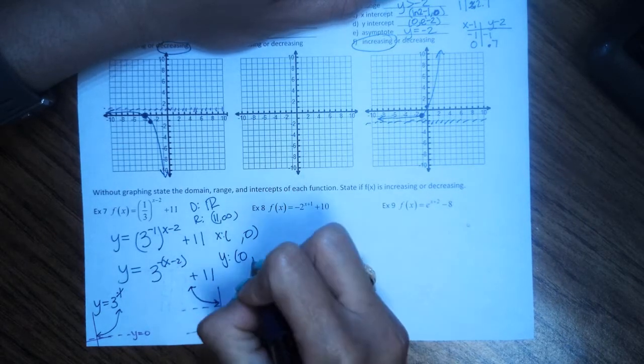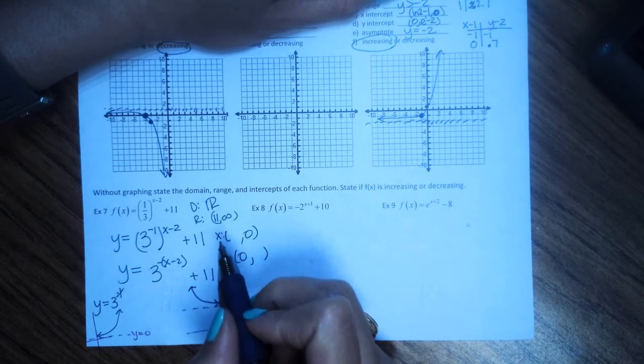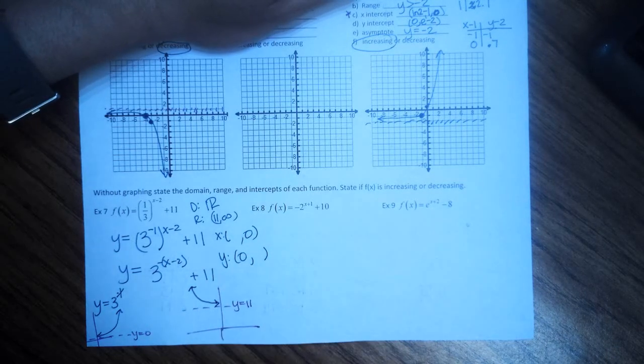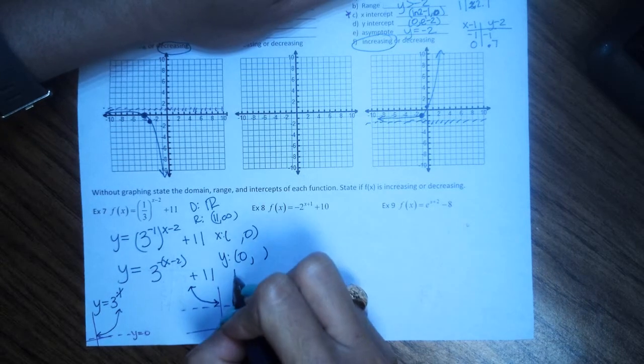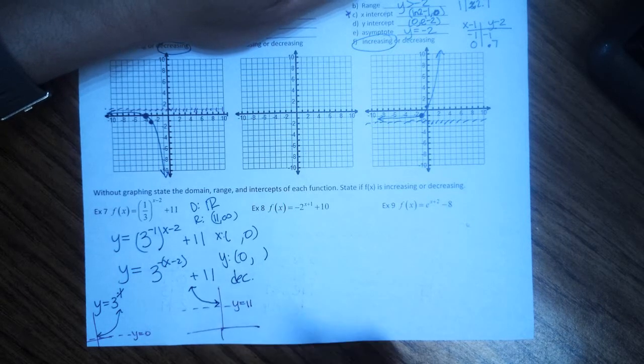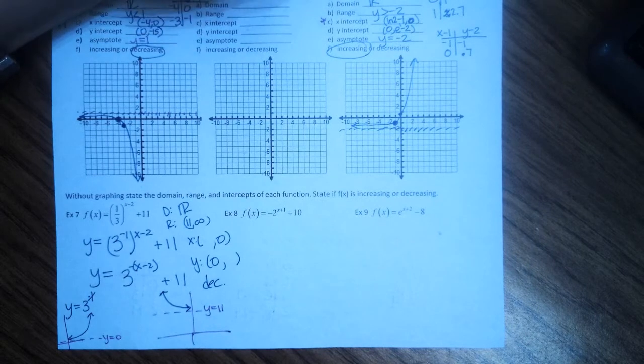Y-intercept, plug in 0 for x, solve for y. X-intercept, plug in 0 for y, solve for x once you learn logs. Finally, the graph is decreasing because it is getting closer and closer to the y equals 11, and that's called decreasing.